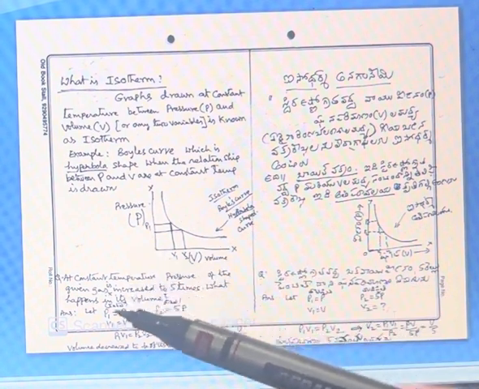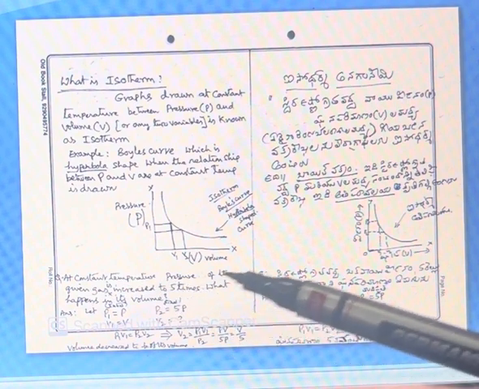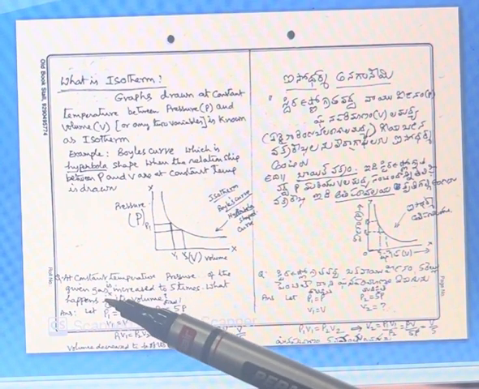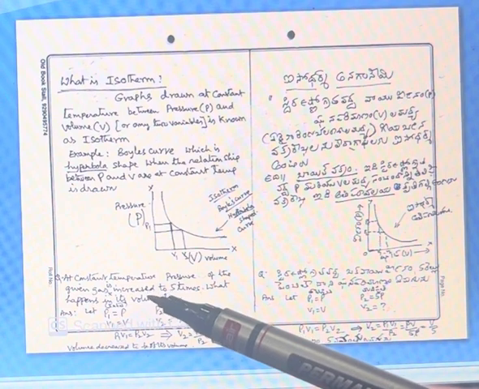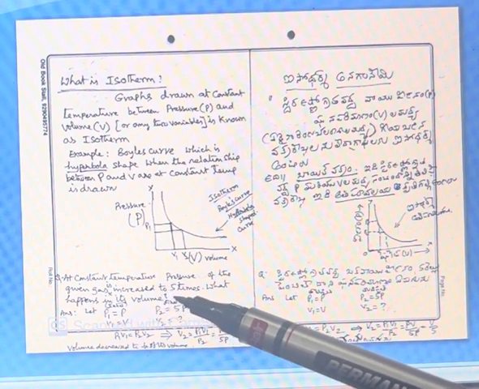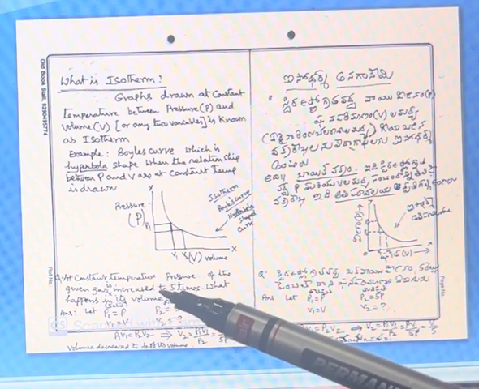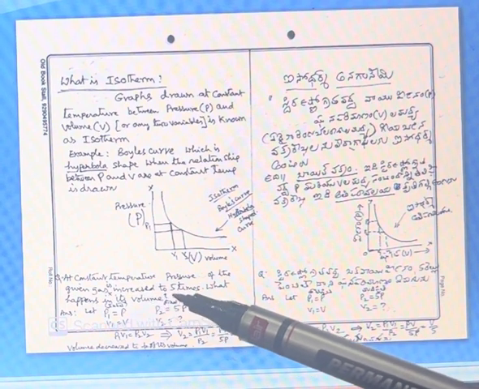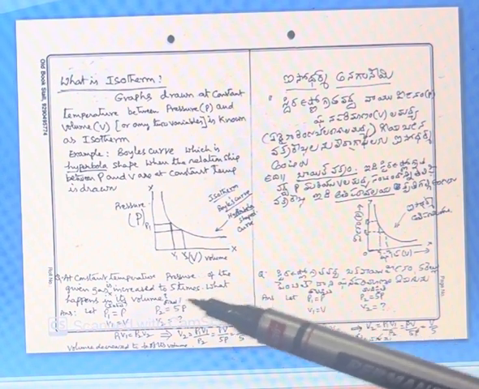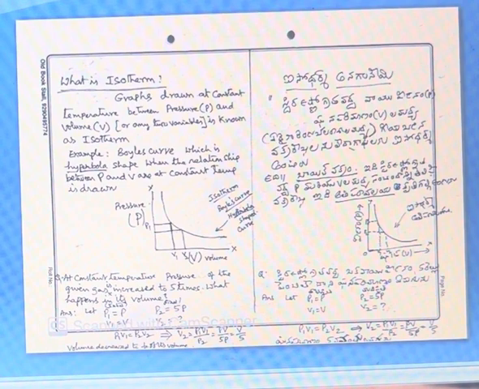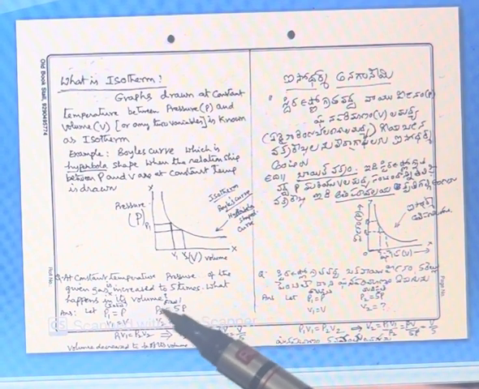The next question: at constant temperature, the pressure of a given mass of gas is increased to 5 times. What happens to its volume? Generally the relation is inversely proportional. If pressure is increased 5 times, the volume is decreased to 1/5. That can be calculated like this.